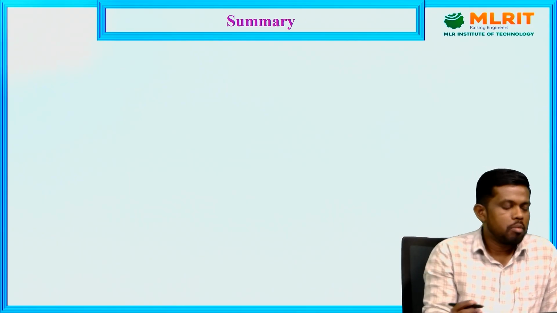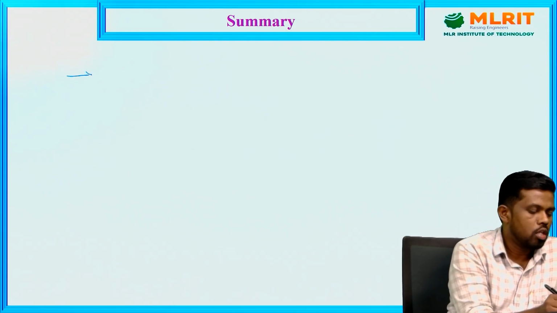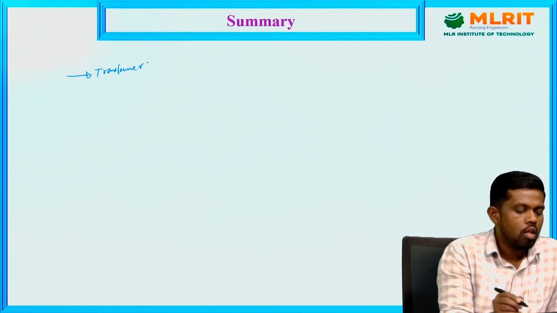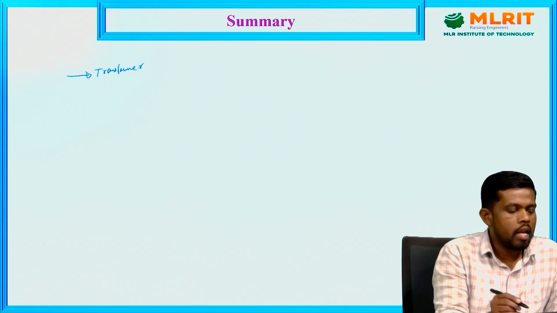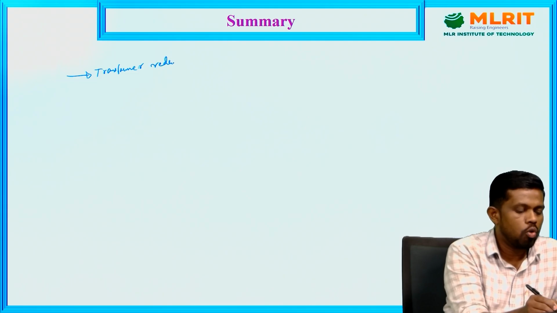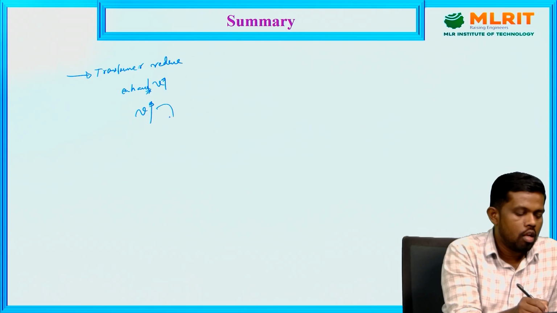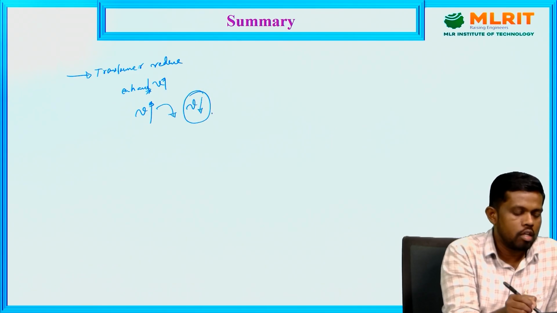Next, the summary of the session. Till now we have discussed the transformer introduction. The transformer is used everywhere to reduce and also enhance the voltage level. I mean, to increase the voltage level as well as decrease the voltage level. Based on the requirement, either we need to increase the voltage level, or we need to reduce the voltage level. So how can we understand this?